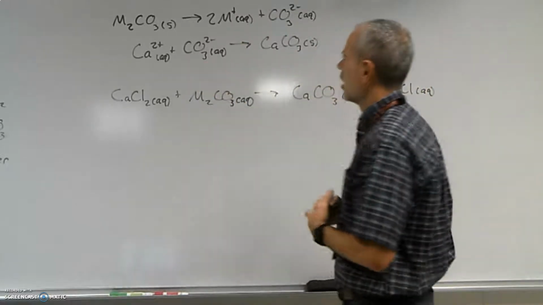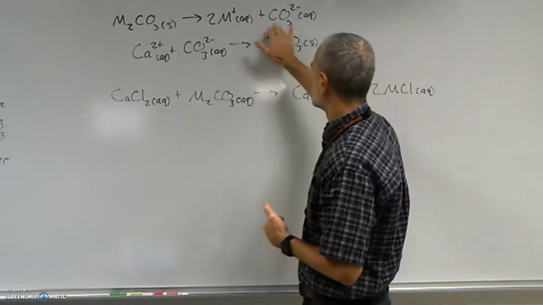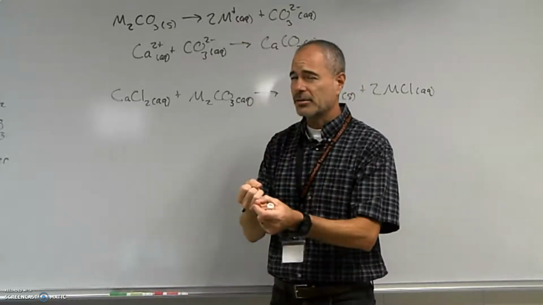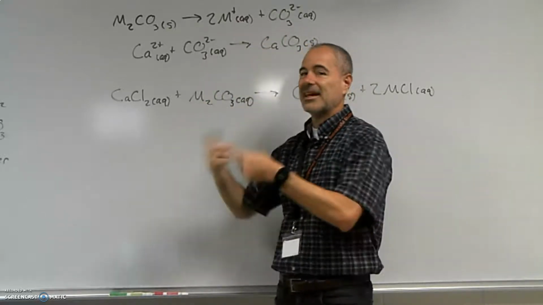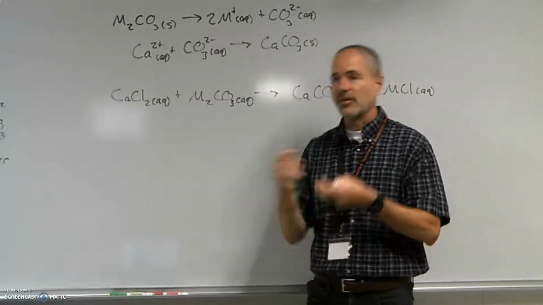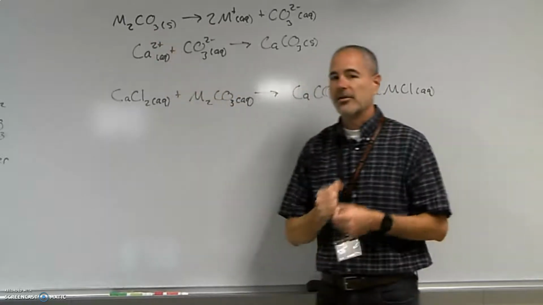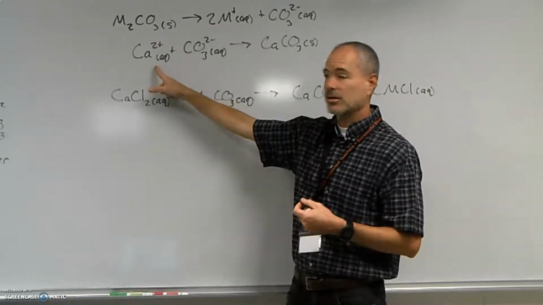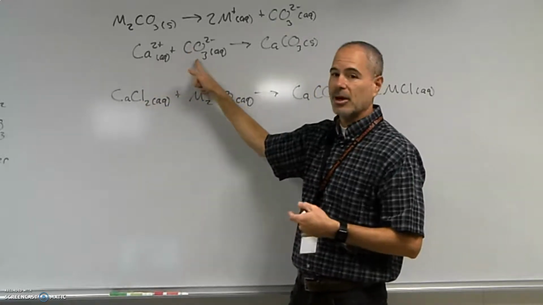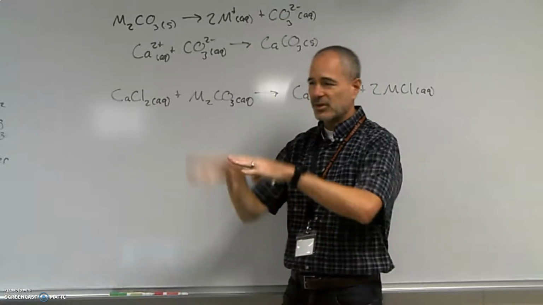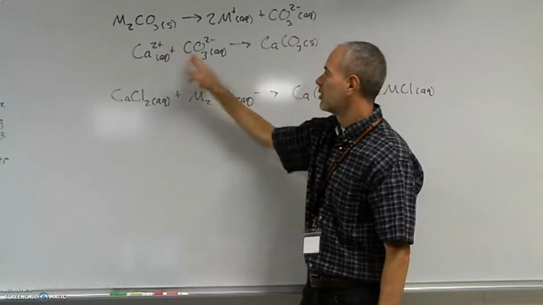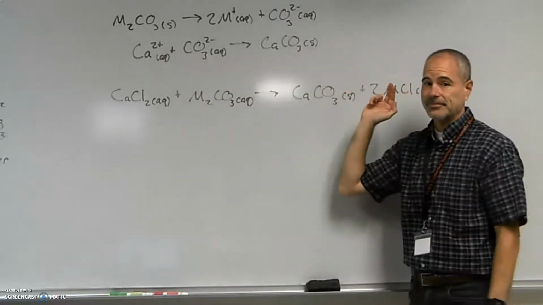This one here, if I take this solution and carbonate is present, where group 1s are almost always soluble, carbonates, as the anion, usually are not soluble, unless it's with a group 1. But if I put calcium into this solution, calcium chloride, it's going to combine with the carbonate and precipitate. You'll see this chalky stuff going to the bottom of the container. So these guys are going to combine and form a solid.